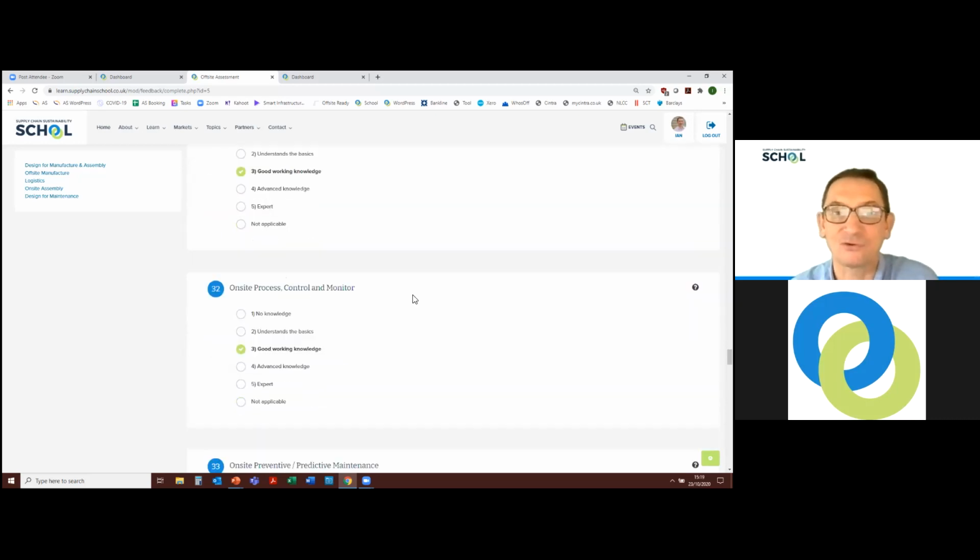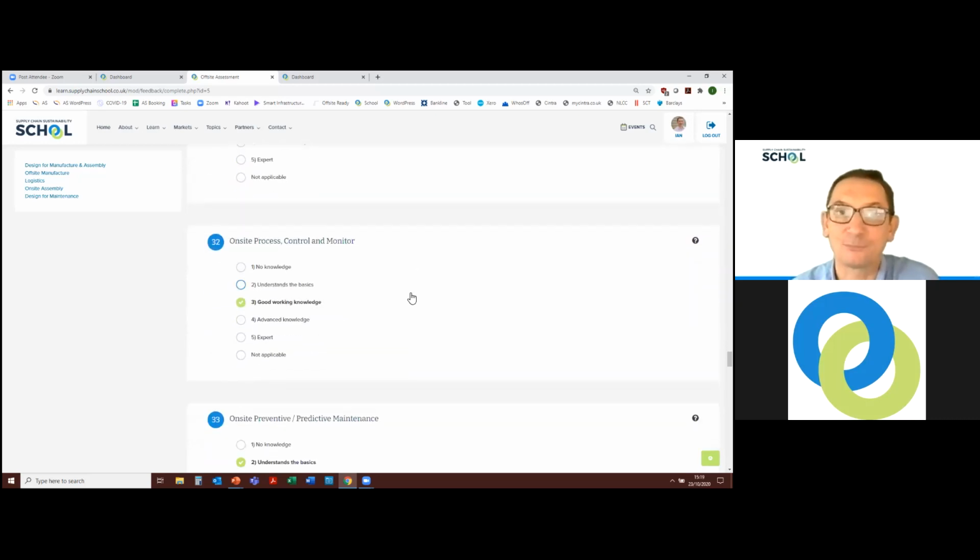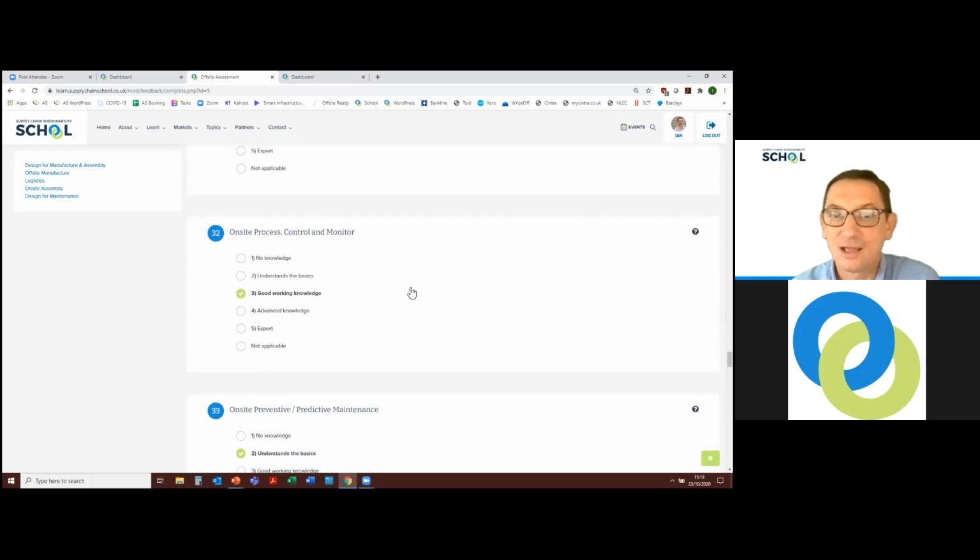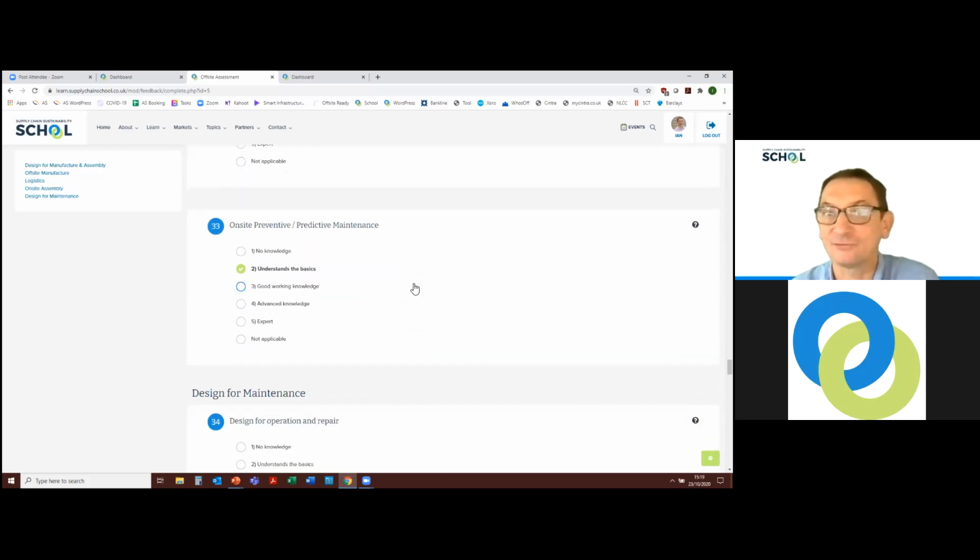Value stream mapping I've already talked about on-site process in terms of lean construction. But really important as well on site is for us to understand where we need to predict maintenance going forward as well for the machinery we're using on site.